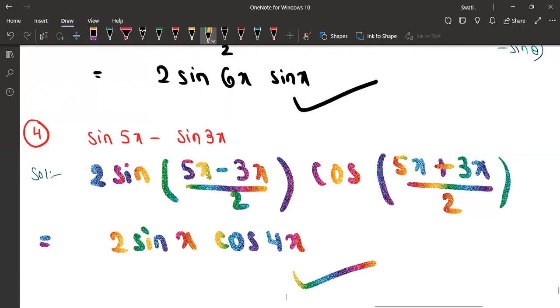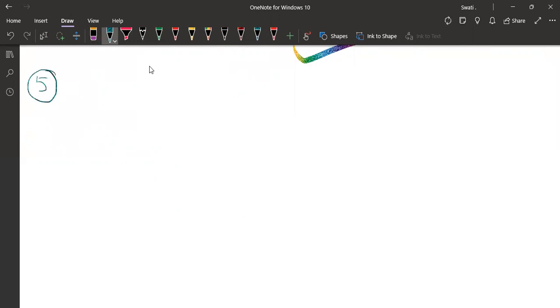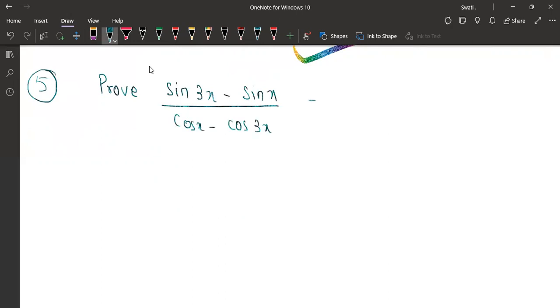Okay, now we can go to a proof question. So this is another question. So I'm just writing it as question number 5. So the next question is a proof question, as I said. So we have to prove that sine 3x minus sine x upon cos x minus cos 3x is equal to cot 2x. Okay, this is what we have to prove.